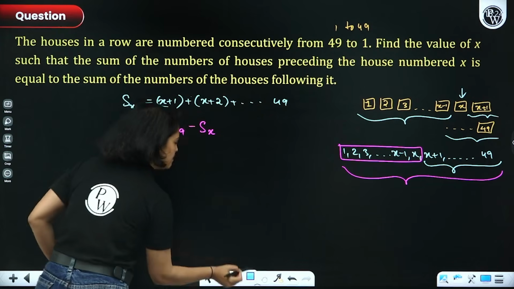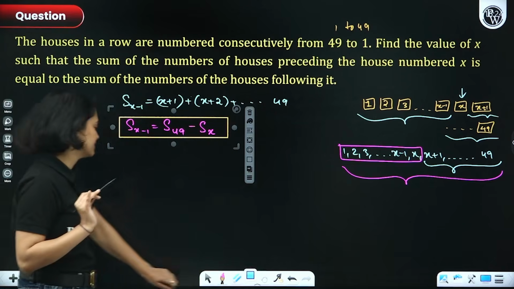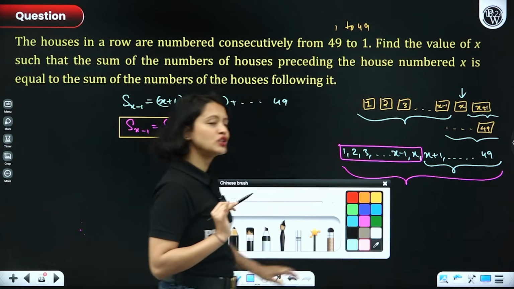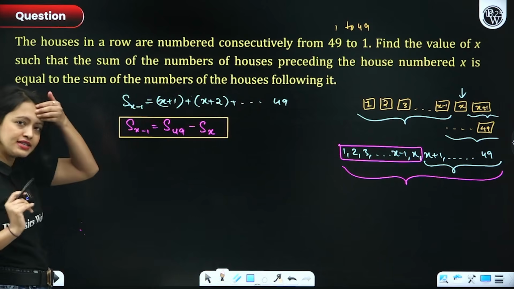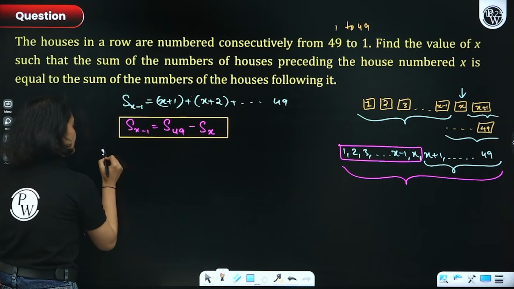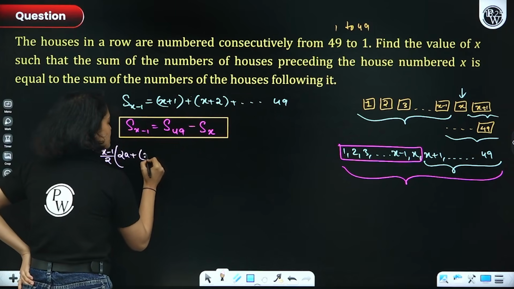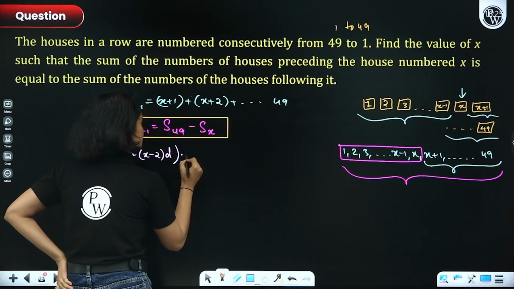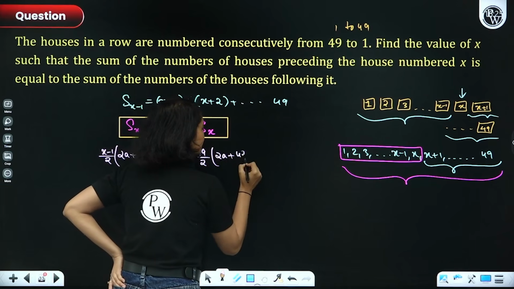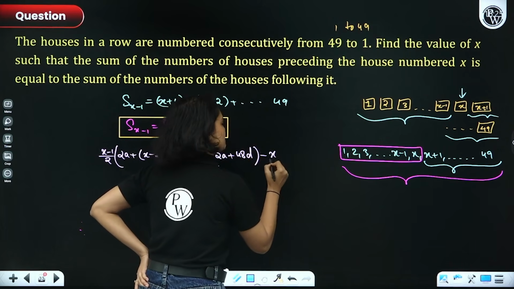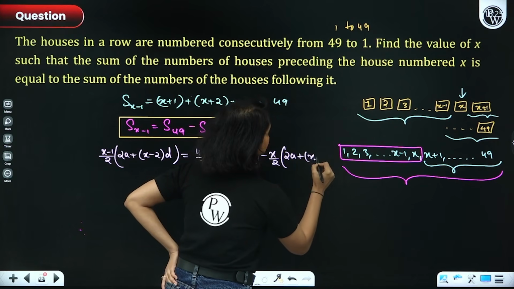This is the important part of this question. If you understand this, then there is nothing in this entire question, everyone. Okay? I hope you understood this. Now let's use all the formulas and see what we are getting. So as x minus 1, I can open it up as (x minus 1) by 2 into (2a plus (x minus 2)d) is equal to 49 by 2 into (2a plus 48d) minus x by 2 into (2a plus (x minus 1)d).